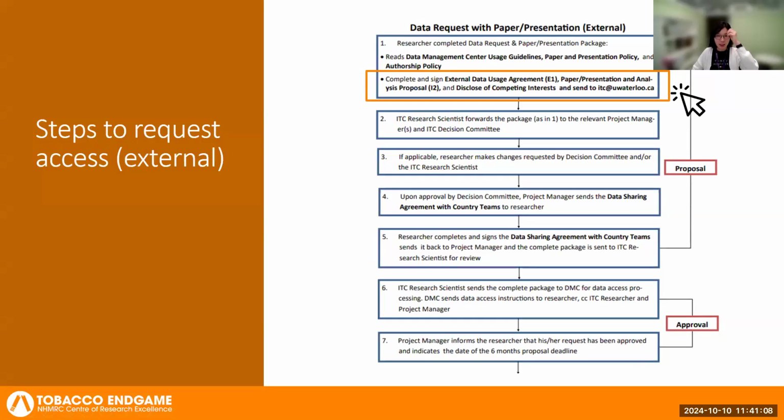I briefly introduced the process for applying for this data. If you do not have any affiliation with the ITC project, you will need to follow the external process. As shown, you need to complete and sign three documents and send them to the ITC team. However, it is important to discuss your proposal with your team, supervisors, and the principal investigators beforehand. Sometimes, even if you have a great research topic, another researcher may have already submitted a proposal, and it could be under review at that time.